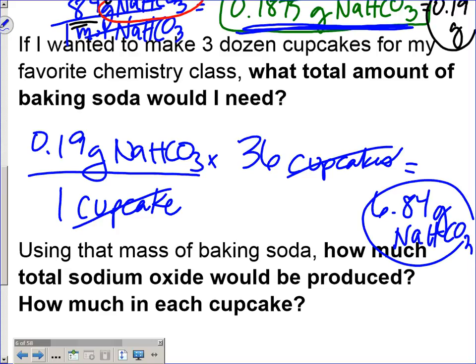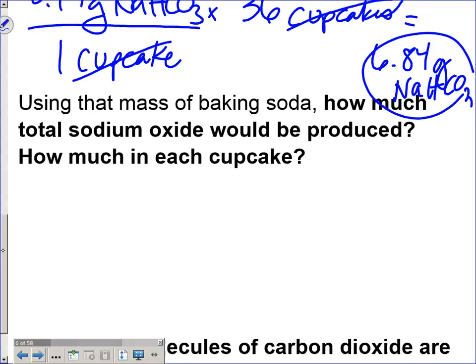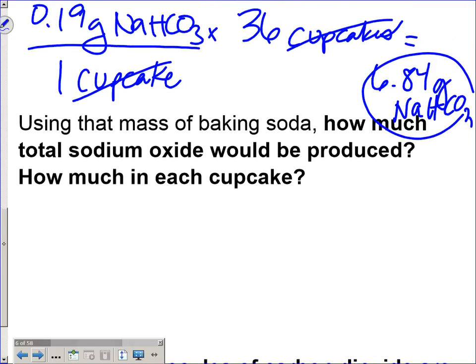So that wasn't really a stoichiometry problem, but you can apply the units and make it make sense through stoichiometry, which is your unit cancelization process. So I would actually mass out that much to begin with to make my cupcakes overall. So that was not really a true chemistry question, but it's related to what we've been doing. All right, keep going. Using that mass, so that mass right there of baking soda, how much total sodium oxide would be produced? So let's start with that. Work with your groups on that one. Talk about what you should do first and then do it.